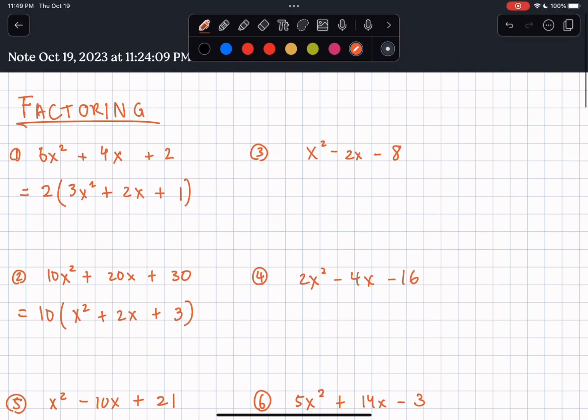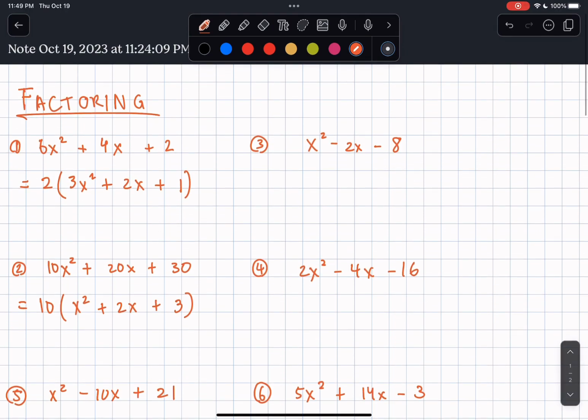Now, at number 3, we have the trinomial, and we're going to use the product sum rule. So x squared minus 2x minus 8. What you want to do is list out all the numbers that multiply to negative 8 but add up to negative 2. After trial and error, you can see that it becomes x minus 4 and x plus 2.